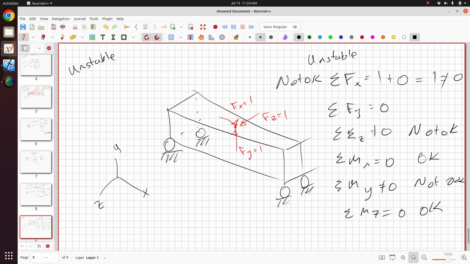So number 1, do this on a piece of paper. Draw your free body diagram, apply your boundary conditions, your supports, add some fictitious loads, unit loads in the X, the Y, and the Z. Go through all of your equilibrium checks. Make sure everything's in equilibrium. If one of these equations fails, then you have to fix that before moving forward.